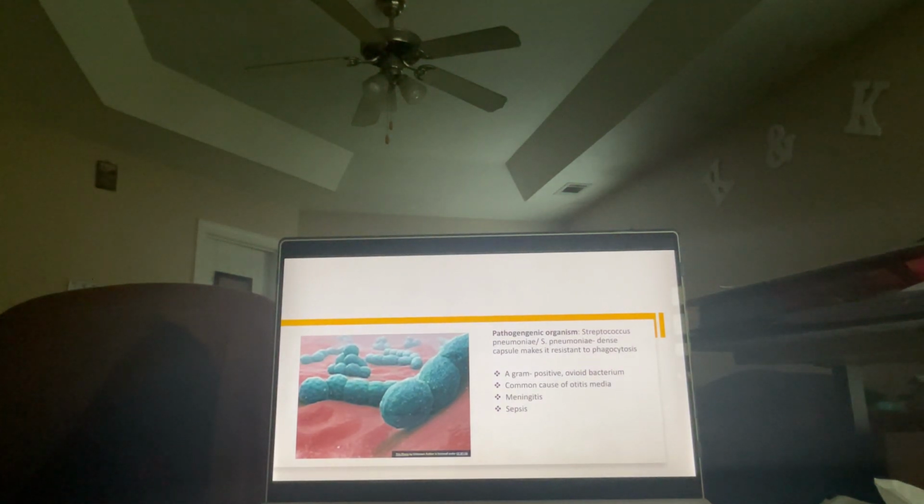The pathogenic organism is Streptococcus pneumoniae, or S. pneumoniae. It has a dense capsule that makes it resistant to phagocytosis. It's a gram-positive ovoid bacterium, common cause of otitis media, meningitis, and sepsis.